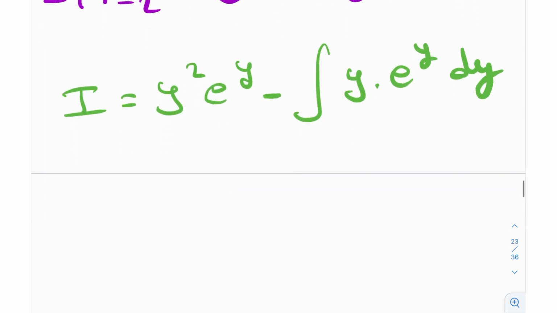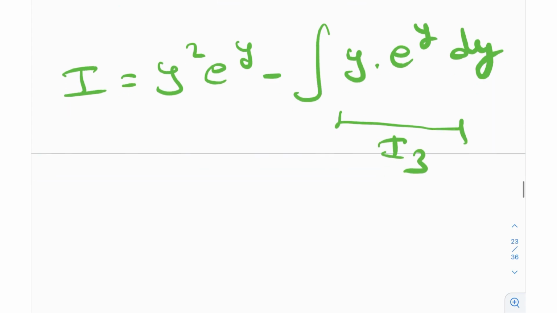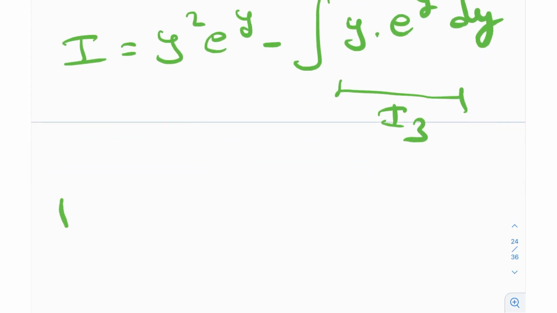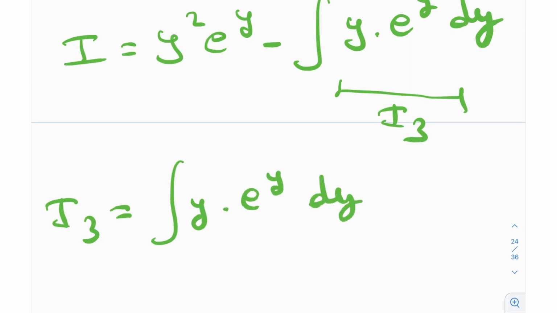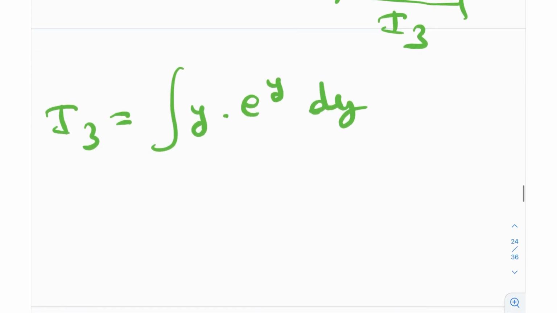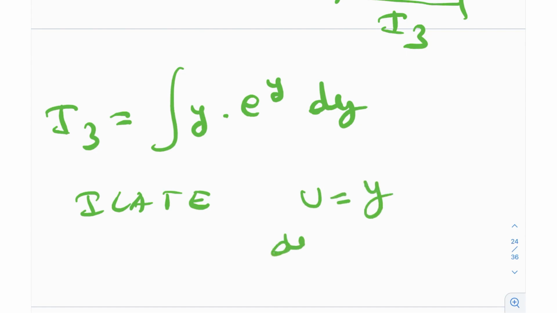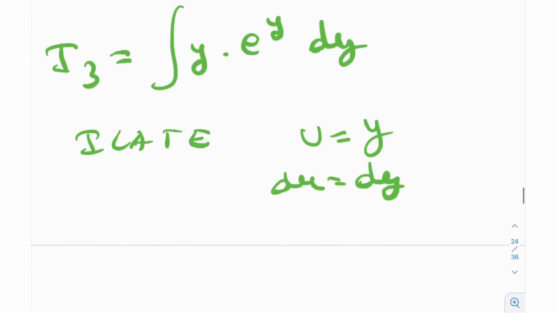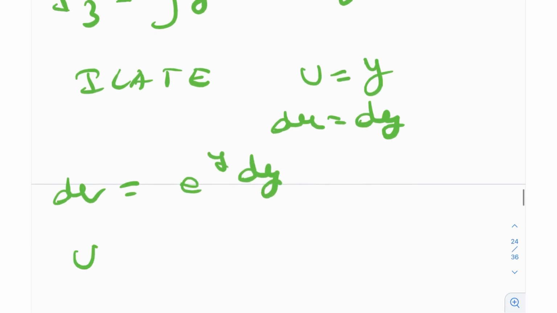Okay, let's call this I3, and let's try and evaluate what this I3 is. So what is I3? Integral of y times e raised to power y dy. And again, I'm ignoring the limits. I'll write them at the end. Do not worry. Again, Ilate rule, integration by parts. We have an algebraic function u, y; du, dy; dv, anything and everything that's left, e raised to power y dy. v is the integral of that, which is e raised to power y.